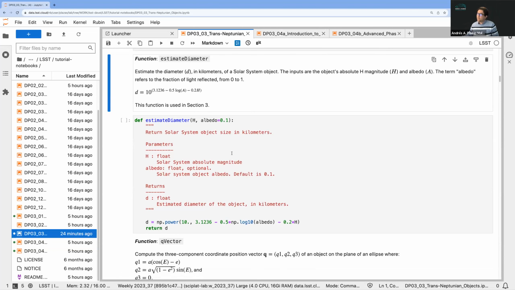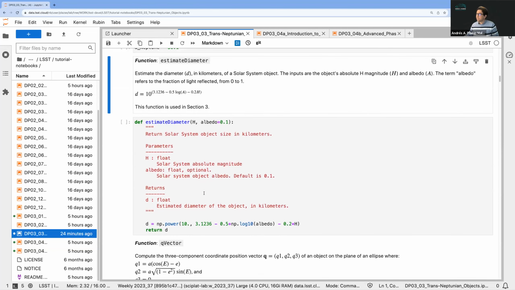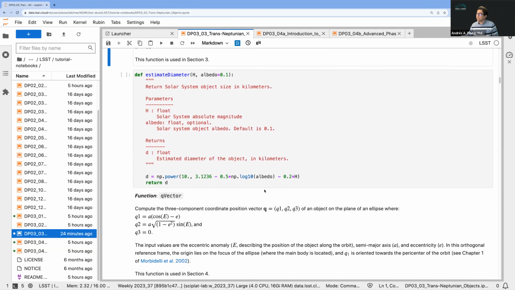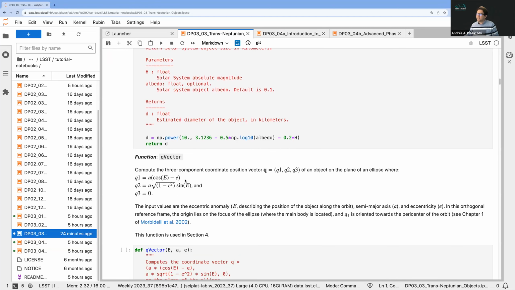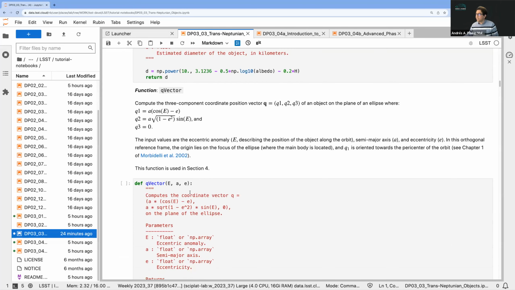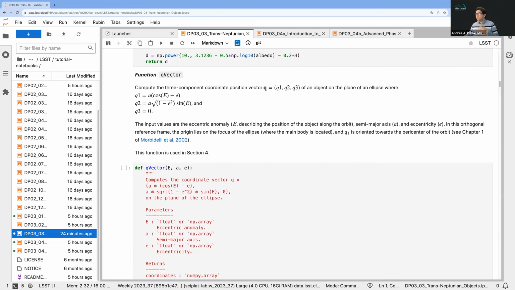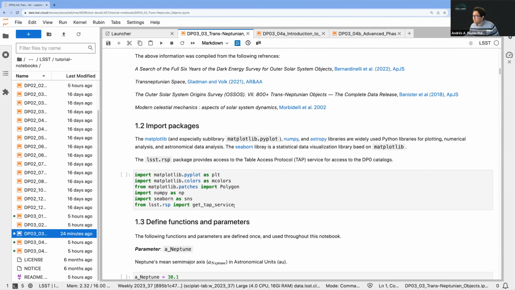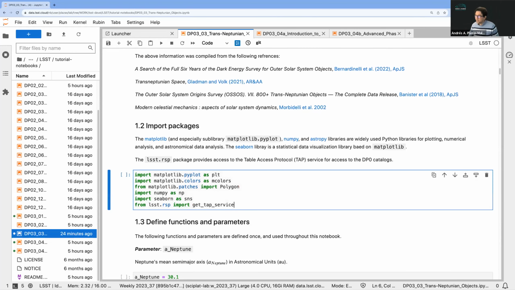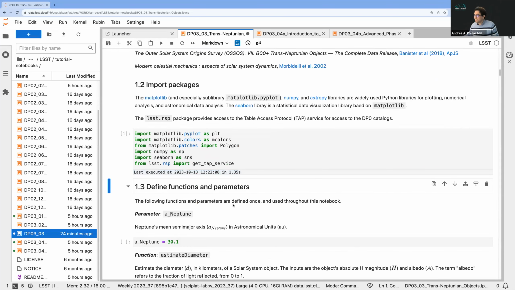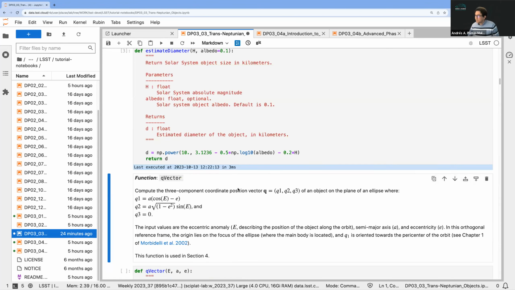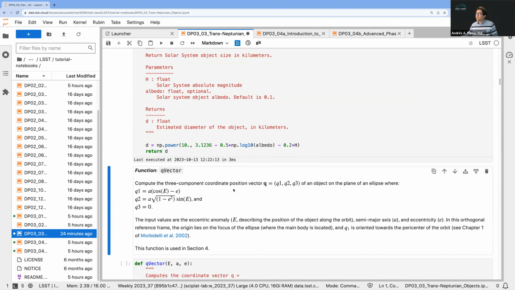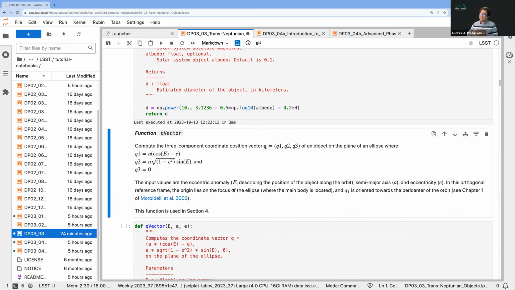So this is just a helper function that helps us make a relationship between the absolute magnitude, for a given albedo, and the physical size of a TNO in kilometers. Then we have other helper functions, and actually I should have been running this. Luckily the first ones don't take that long. So let's see. There you go.